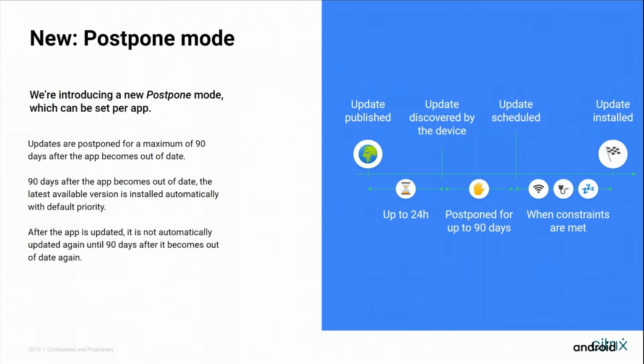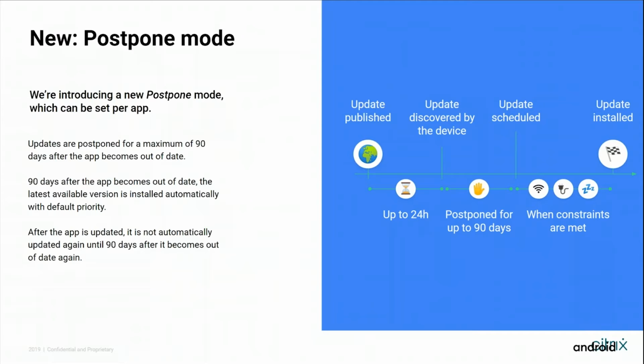And for customers who want to delay updates, we've introduced a new mode called Postpone. With this mode, the update is postponed for a maximum of 90 days. After the 90 days period ends, the update is installed with the default mode, so waiting for the device to be connected to Wi-Fi, charging, and not in use.